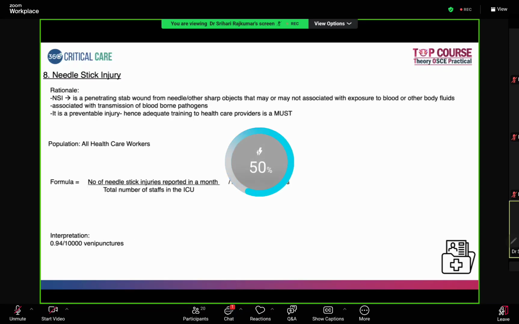So needle stick injuries. The basic definition of a needle stick injury is a penetrating stab wound from a needle or other sharp objects that may or may not be associated with exposure to blood or other body fluids associated with transmission of bloodborne pathogens. Basically, it is a preventable injury, hence adequate training to healthcare professionals is a must. The population here includes all healthcare workers. The formula is the number of total stick injuries reported in a month by the total number of staff in the ICU. That is the basic formula for this.